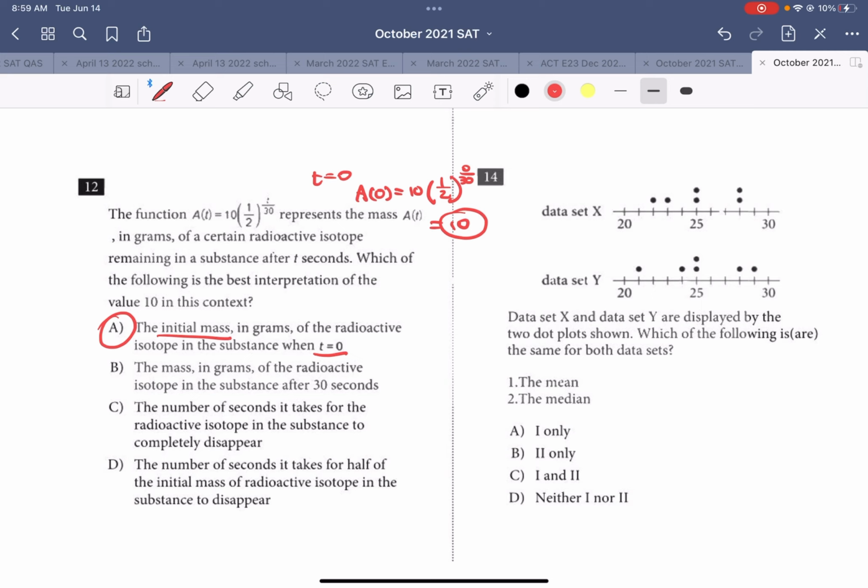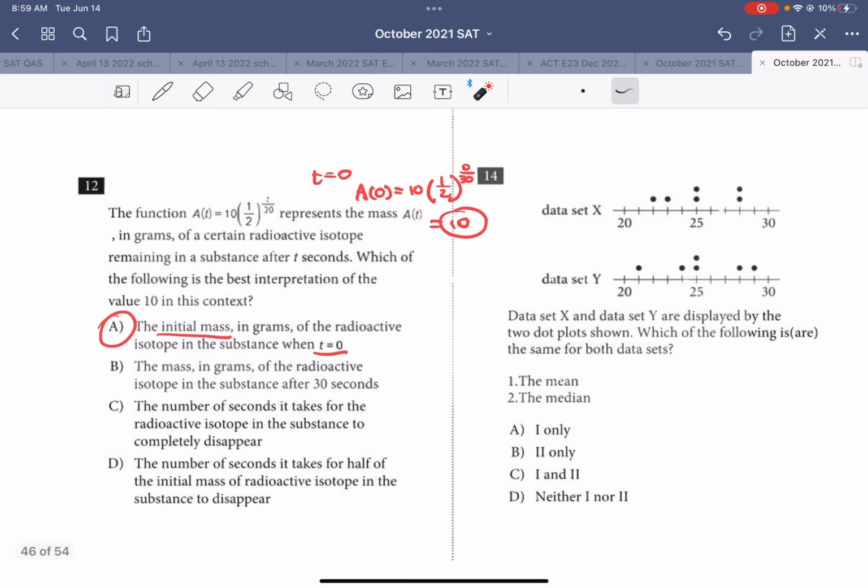Number 14. Data set X and data set Y are displayed by the two dot plots shown. Which of the following is the same for the data sets? If you count from 25 here, left-hand side to right-hand side. When you talk about median first, you have a total of 6 data points. The average of the two numbers in the middle is 25, and also this one is 25. So median should be the same.